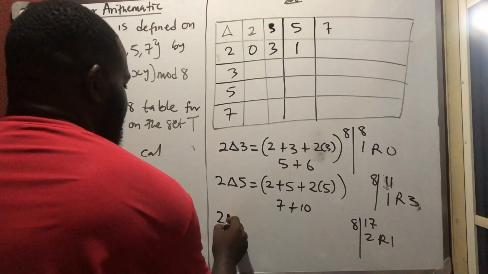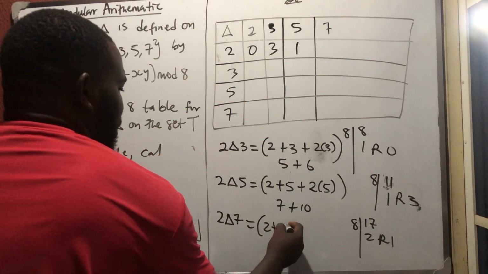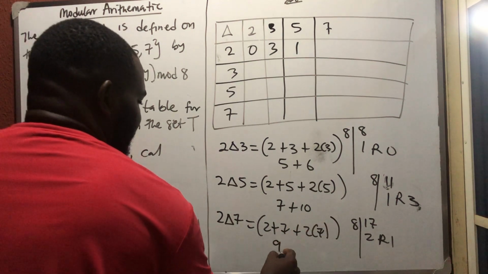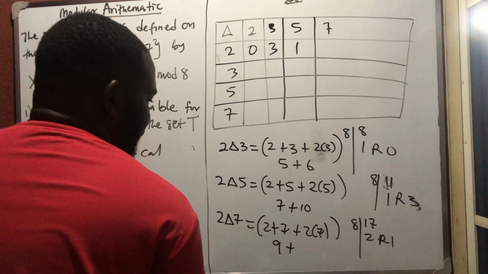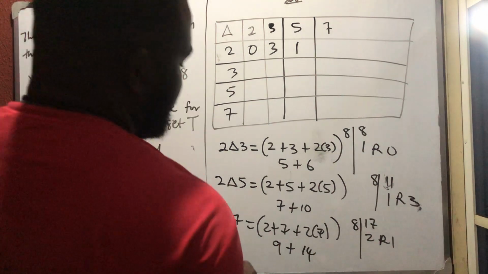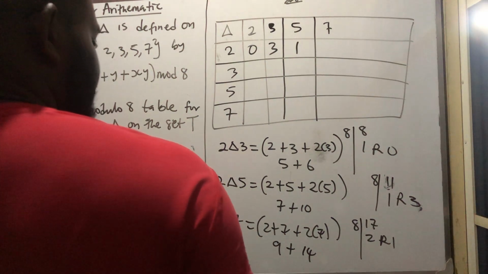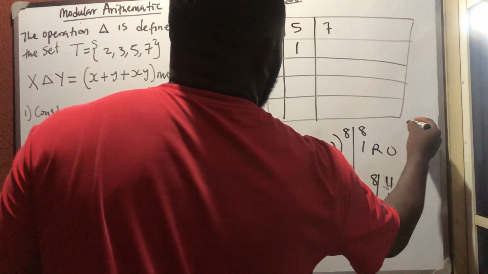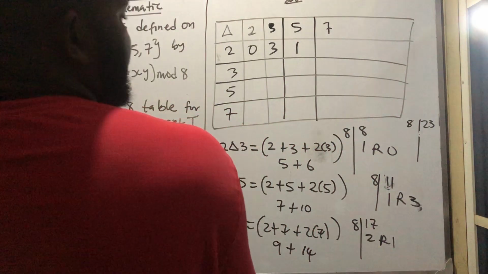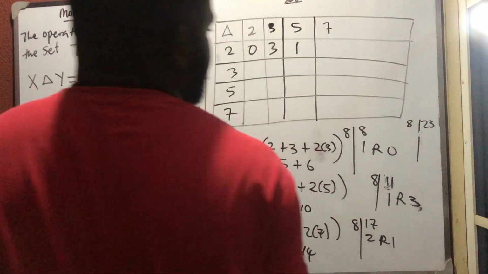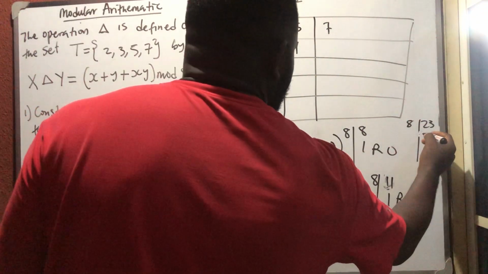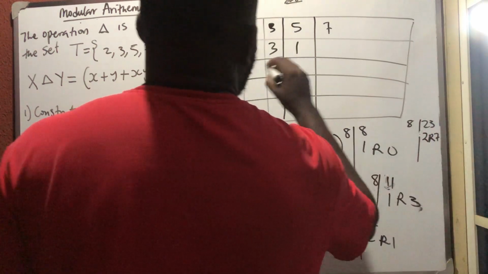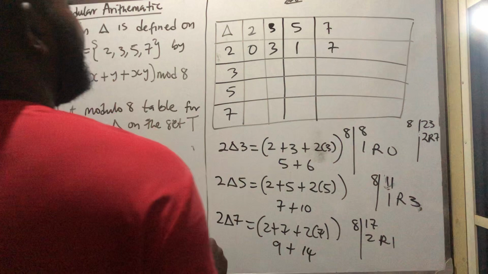2 operates on 7 is what? 2 plus 7 plus 2 times 7, which will give you what? 2 plus 7 is 9, plus 2 times 7 is 14. 9 plus 14 will give you, I think, 23. So 23 divided by 8, you have 16. 3 times 8 is 24. So 16 will give me 2 remainder 7. So I'm having 7 here, okay?